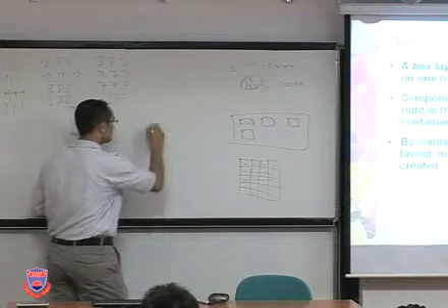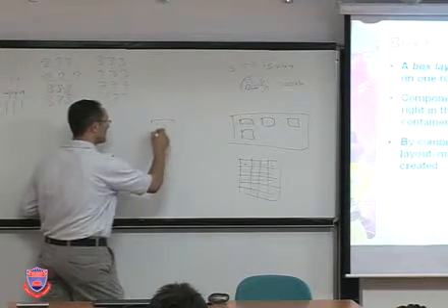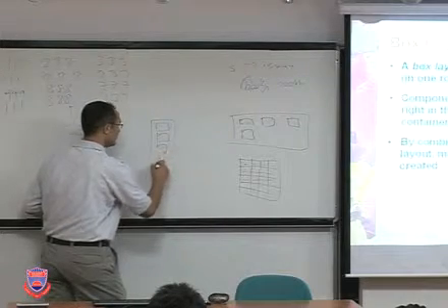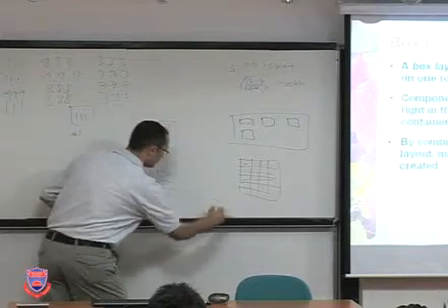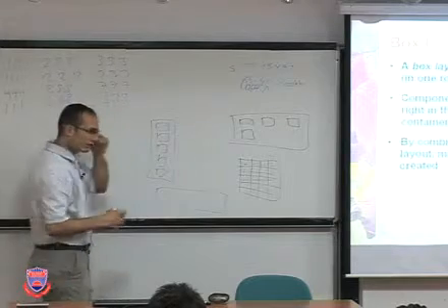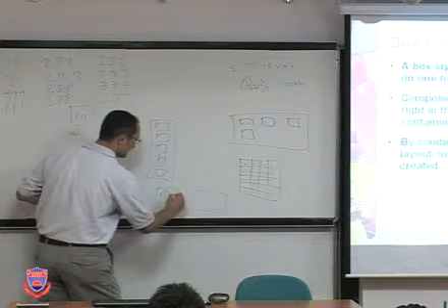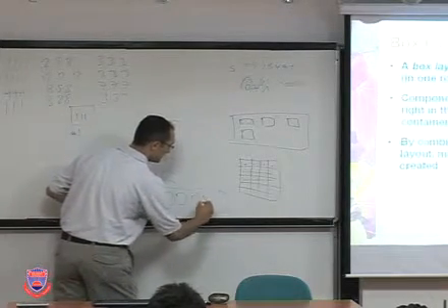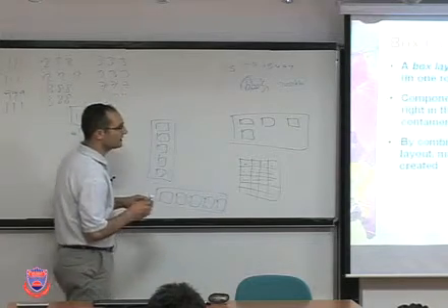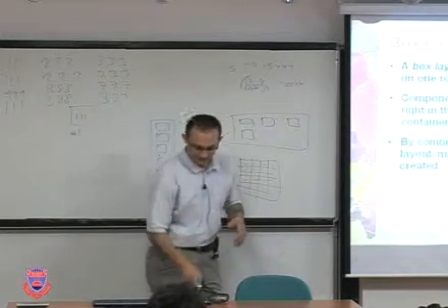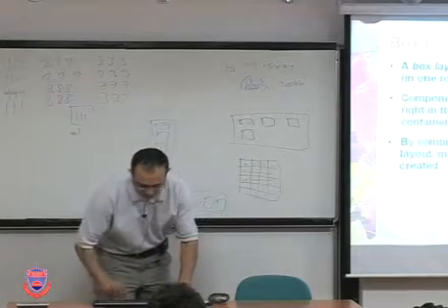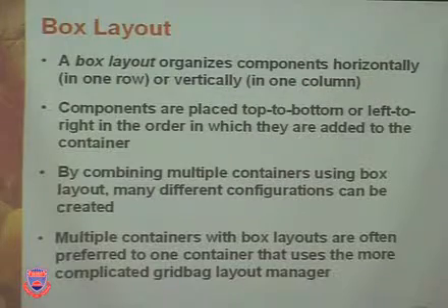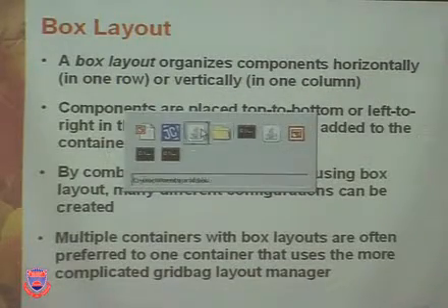If you arrange them in a vertical fashion, the buttons are added in this way, in one column, or if you organize it in a horizontal fashion, then you have the buttons added, for example, in this way. So you can set this horizontal or vertical according to the code you would like to have. So let's see this box layout.